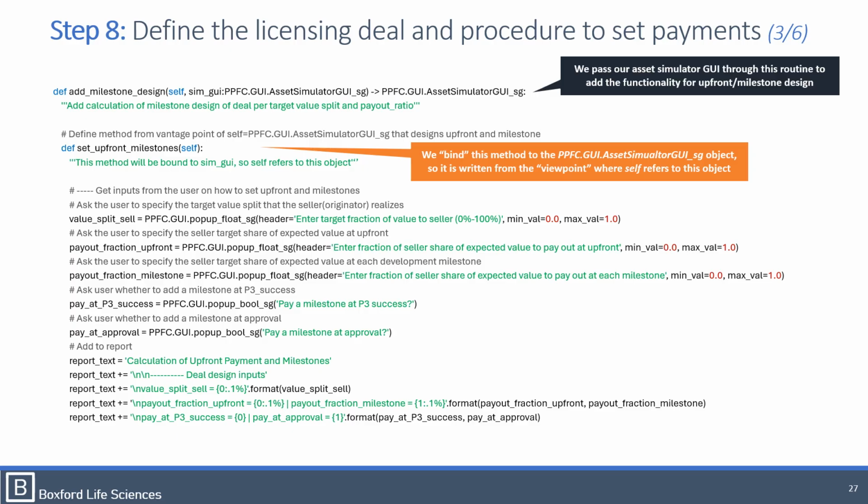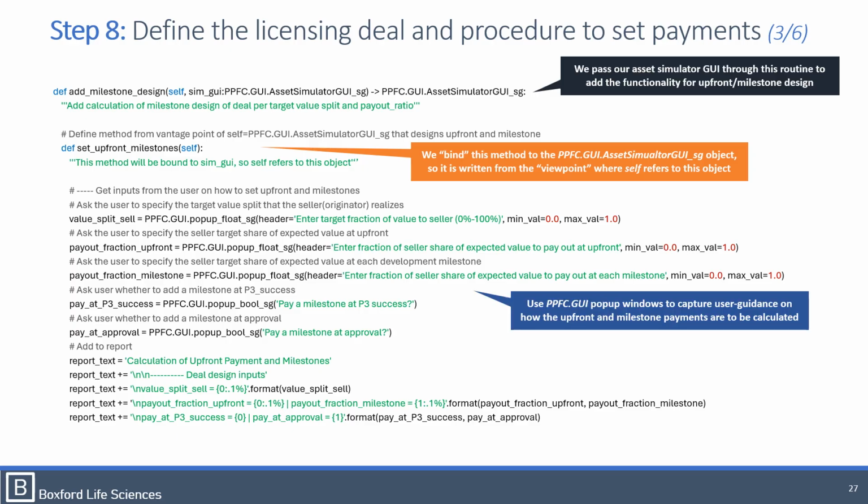But just to understand here, we're acting on an object that's a GUI that runs the simulation of an asset, and self is going to be, in this case, referencing it. What we want to do is first get some inputs from the user on how to set up the upfront milestone payment.